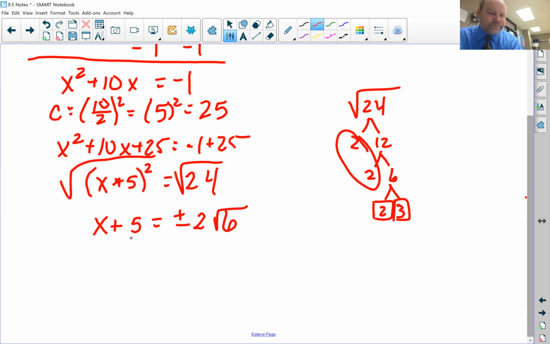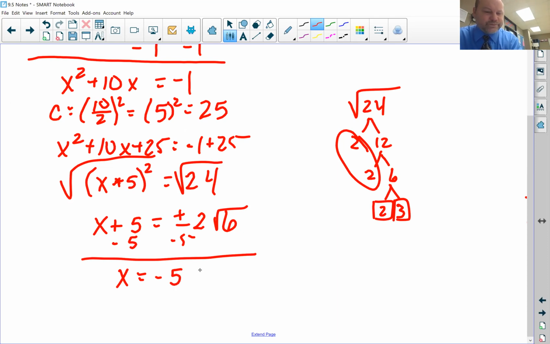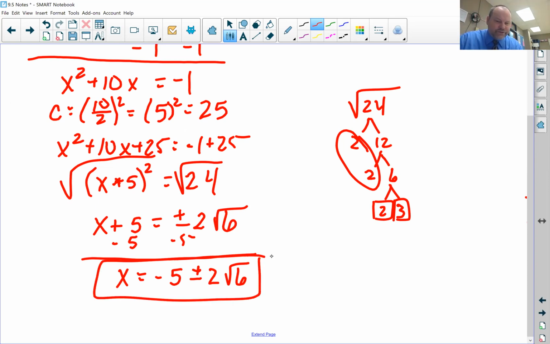Last step, then we subtract 5. Again, do not think that you can combine the 2 and the 5. Not possible, because the 2 has that square root of 6 with it. So we get x equals negative 5 plus or minus 2 times the square root of 6.